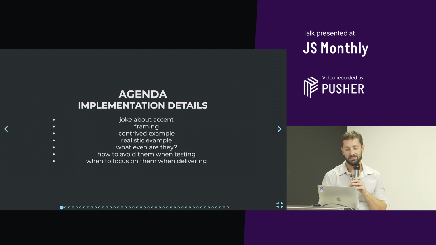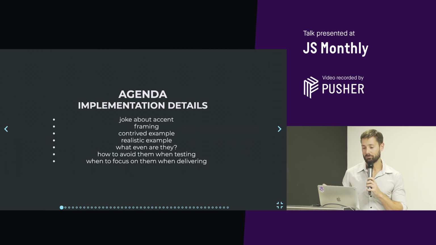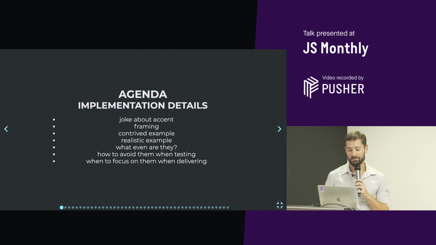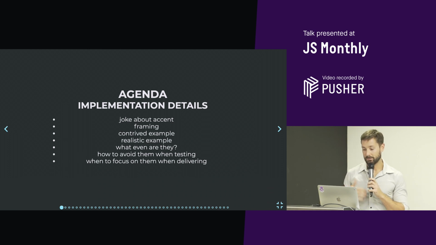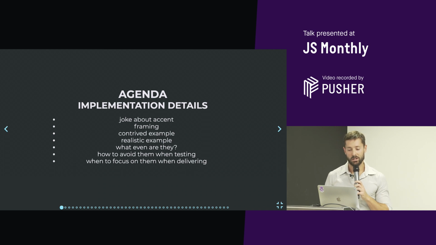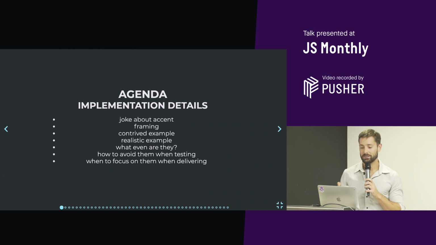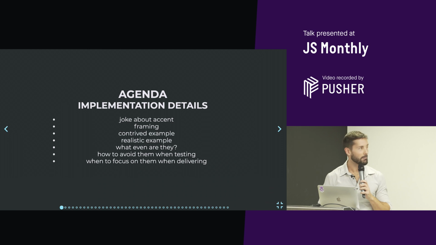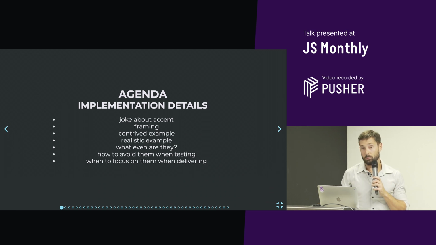We have the talk about the accent. I'm gonna frame the problem. I'm gonna frame the talk. I'm gonna give you a contrived example about in code and testing code. I'm gonna give you a realistic example. Then I'm gonna reframe this. What are implementation details? And then I'm gonna show you how to avoid them in tests and when to actually focus on them.